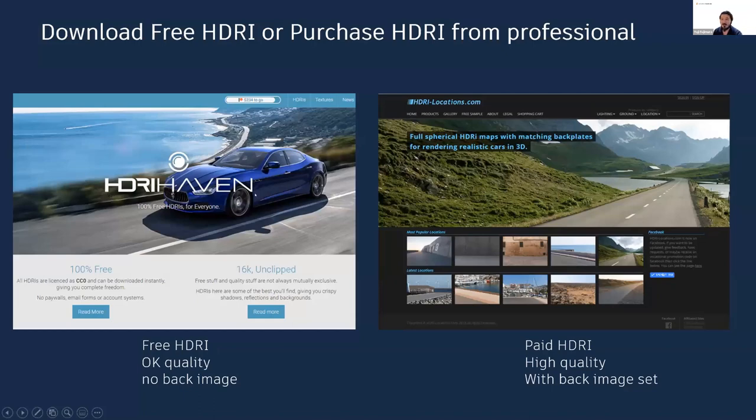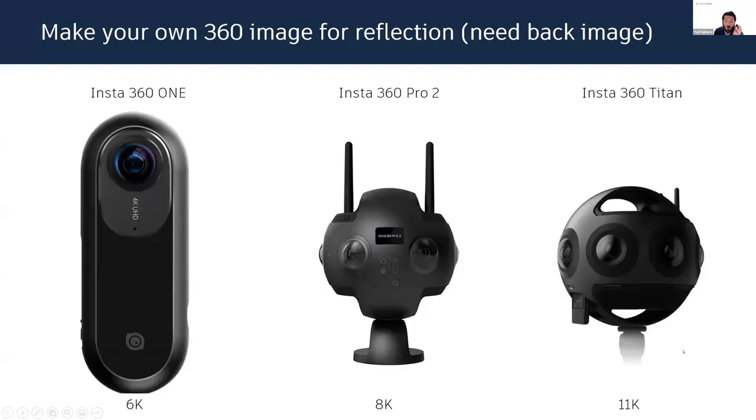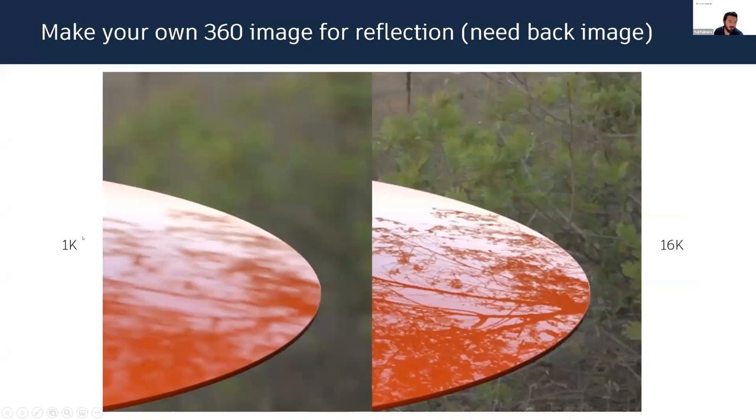Yes, good name. Or you can purchase professional quality HDRI images from a website like HDRI Locations. It costs probably $50 per image. The third option is to create your own HDRI environment. You probably know the Insta360 Pro, Insta360 Titan, which is going to cost you $12,000. But you get better quality, better HDRI. It's super clear.